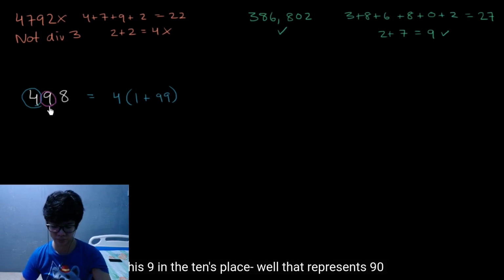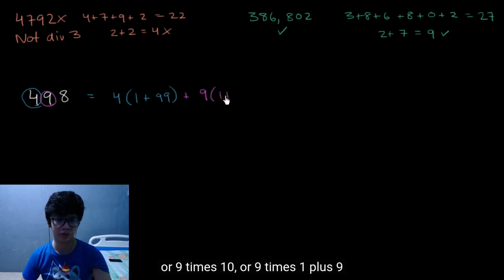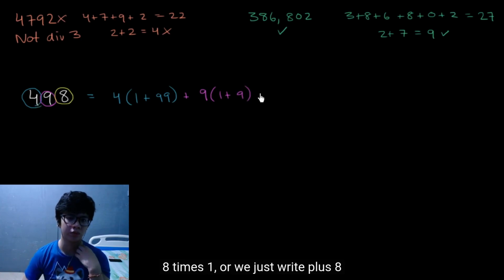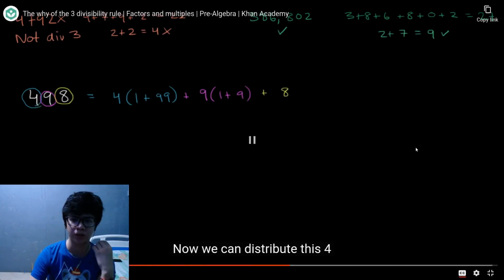This 9 in the tens place, well, that represents 90, or 9 times 10, or 9 times 1 plus 9. And then finally, this 8 that's in the ones place, that's just 8 times 1, or we could just write plus 8.